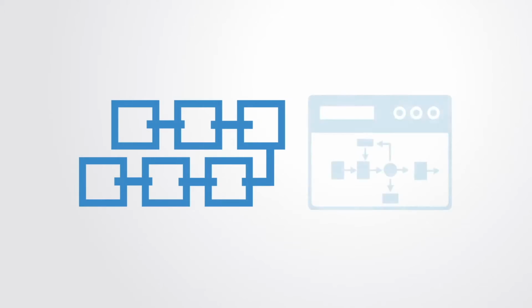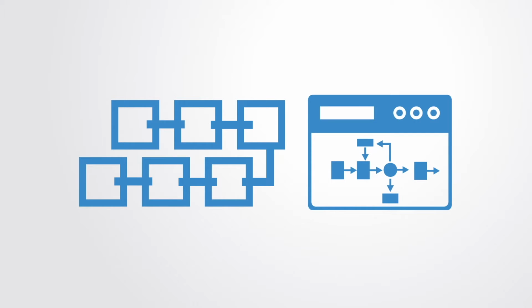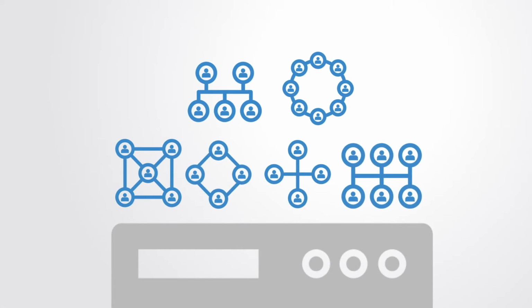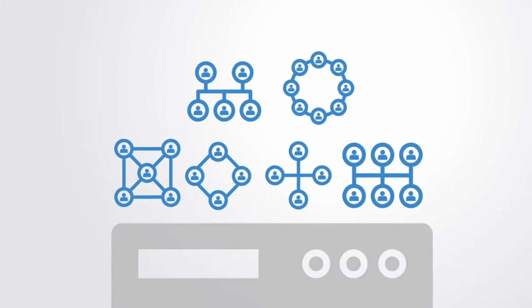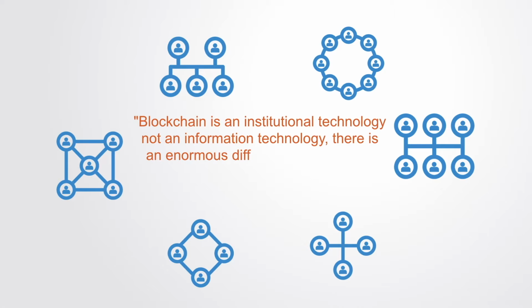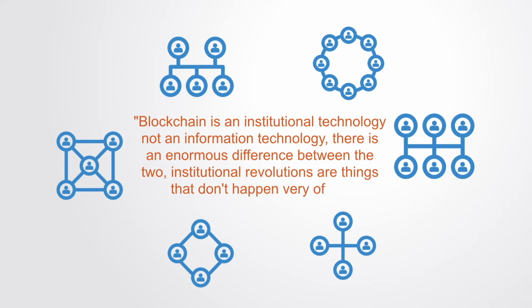So far in this course, we've been talking largely about blockchain as a technology, but technologies are just tools that enable us to do things. The interesting part of the blockchain is really what it enables in terms of new forms of distributed organization. As one commentator noted, the blockchain is an institutional technology, not an information technology. There's an enormous difference between the two. Institutional revolutions are things that don't happen very often.